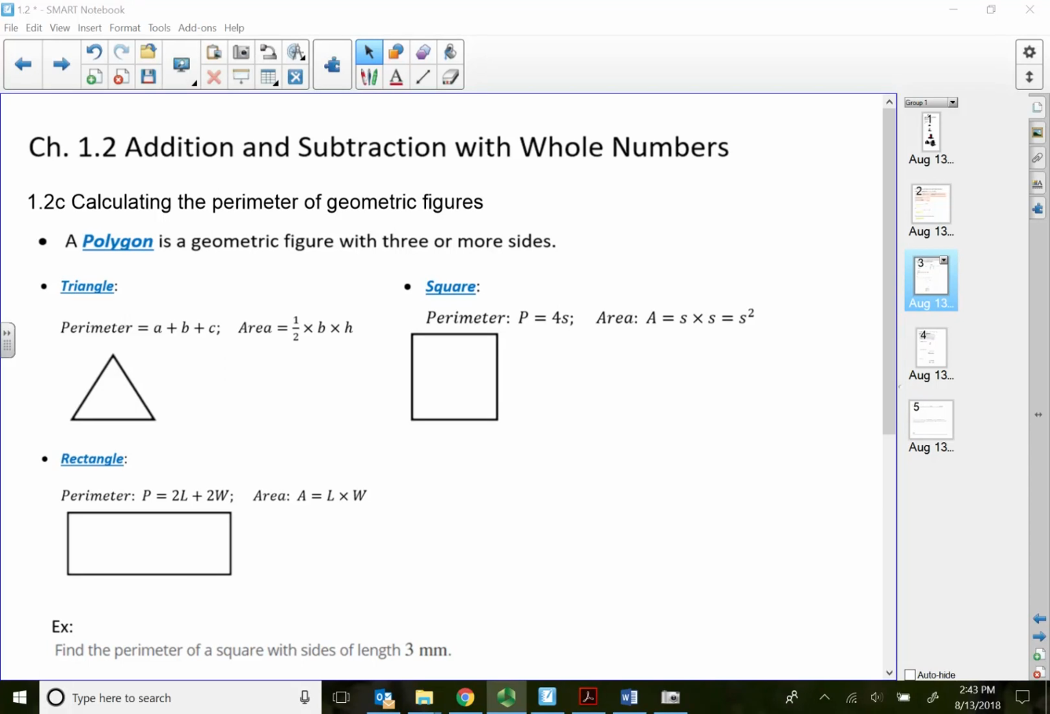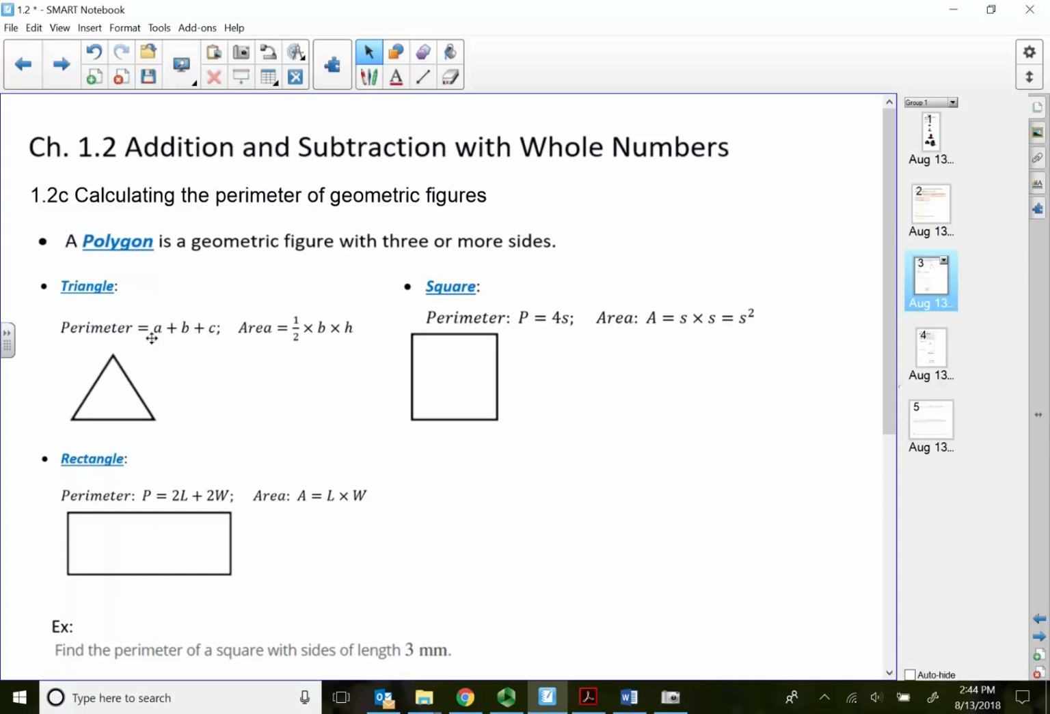Welcome back to Module 1.2, Objective C, Calculating Perimeter of Geometric Figures. I'm going to go ahead and introduce this word called a polygon. A polygon is a geometric figure with three or more sides. That's what a polygon stands for. So the very first shape is a triangle.